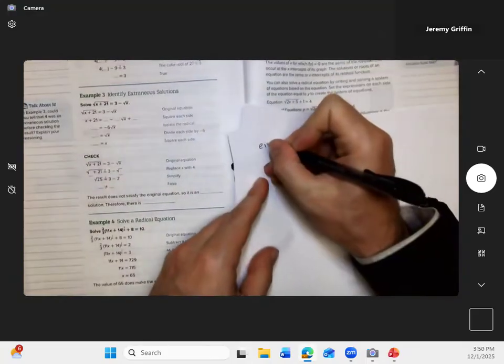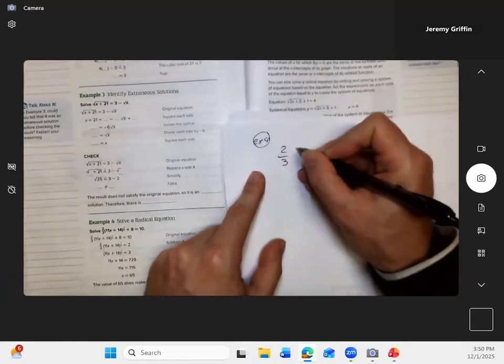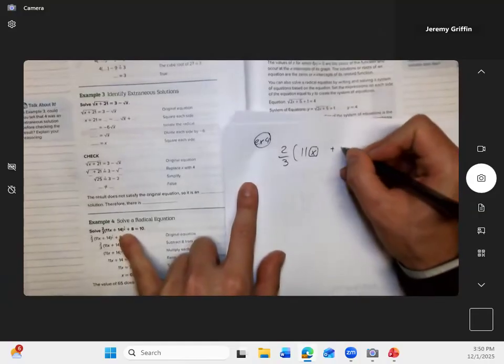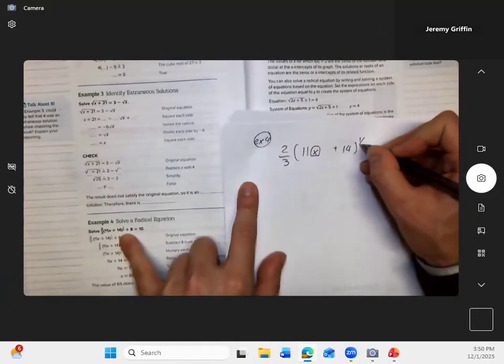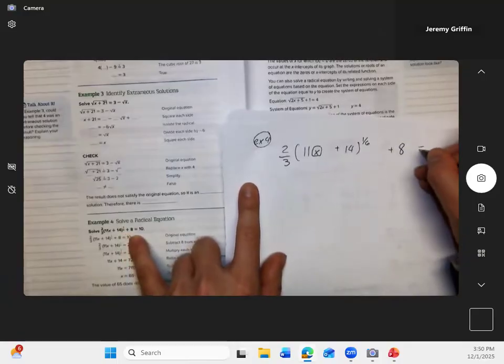Right, example 4. Solve a radical. We've got 2/3 times (11x plus 14) to the 1/6 power, and I guess we're solving for x. Ooh, a sixth root. Let's see, too many of those. And then plus 8 is equal to 10.